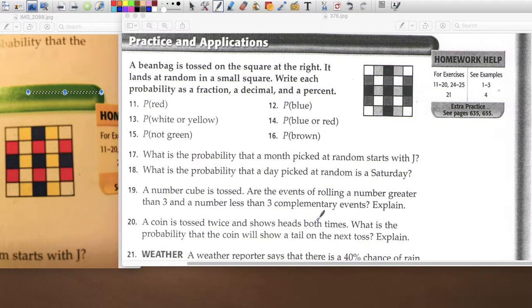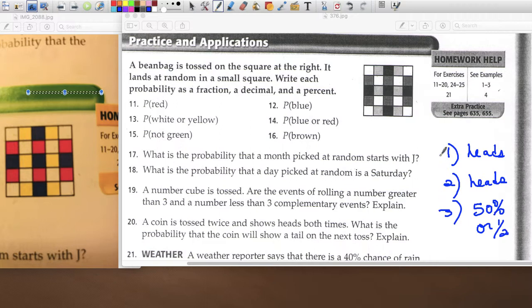A coin is tossed twice and shows heads both times. So you throw a coin in the air and it lands on heads and then lands on heads. What's the probability that the coin will show tails on the next toss? Well, the first 2 times have no relevance to the third one. On the third time, you want to get tails. What's the chance? It's always going to be 50%, or a half, because the first two tosses have no effect on the third one.